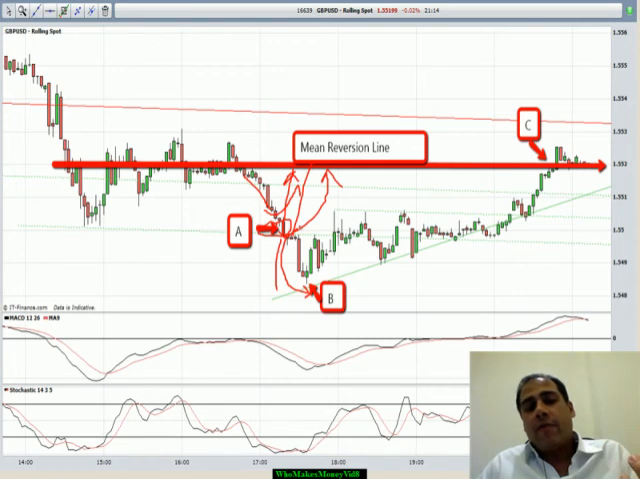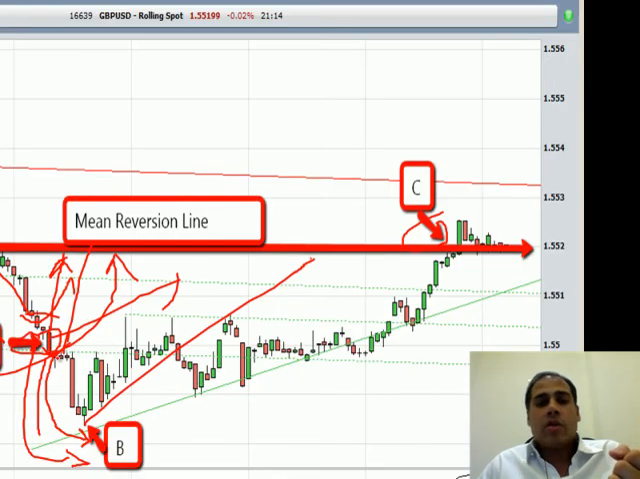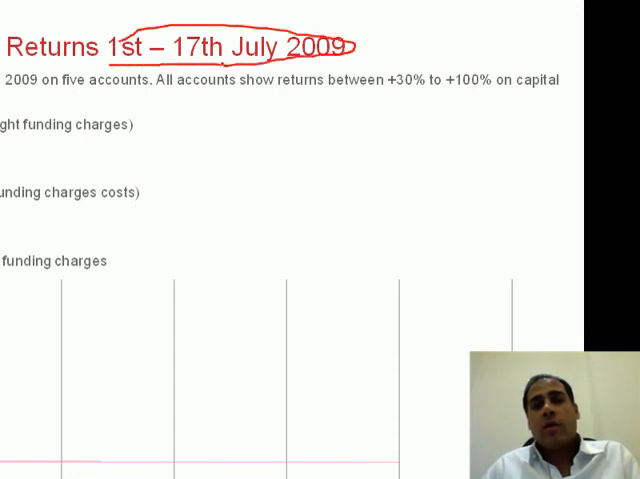And they think the odds are in their favor anyway, because it should revert back, and that'd be their profit. So the point where they enter is here, maximum stop loss down here, and the profit being from entry to the mean reversion line. Relatively straightforward, simple strategy. How did it work out? Well, this is one account we looked at in 2009 between the 1st and 17th of July, and it was ridiculously successful. This is a live actual account.